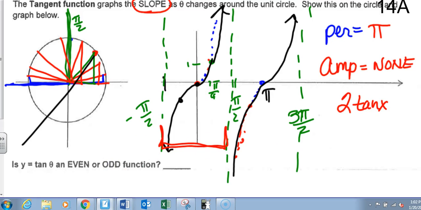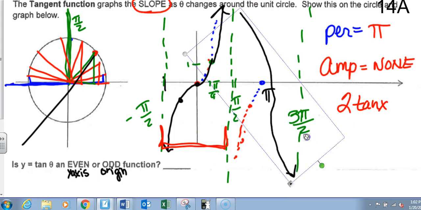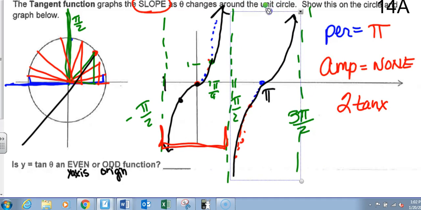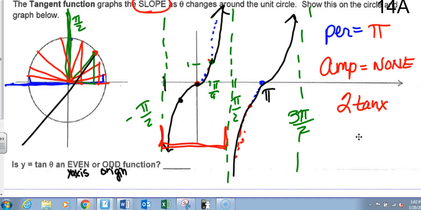But does anybody remember what it means to be an even or odd function? Even is y-axis symmetry, and odd is origin symmetry. What does origin symmetry mean you can do to it? Rotate it 180 degrees. If I flip this upside down, it's the same shape, right? Not really, but we'll pretend. So it has origin symmetry.